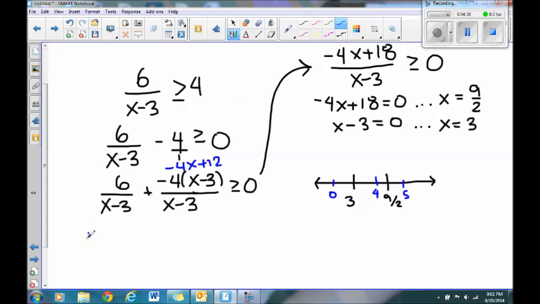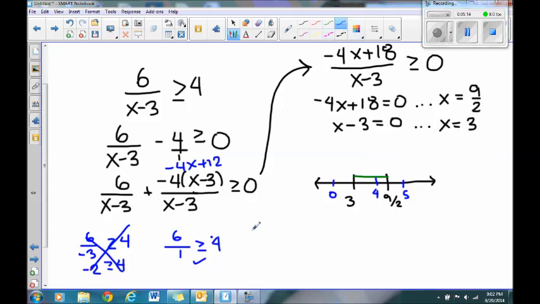So if I plug in 0 for x, it says negative 2 is greater than or equal to 4. And that's not true, which means my solution set is not down here. If I plug in 4 for x, it says 6 over 1 is greater than or equal to 4, and that's a true statement. So that tells me I am between 3 and 9/2. My solution set is at least in that interval.